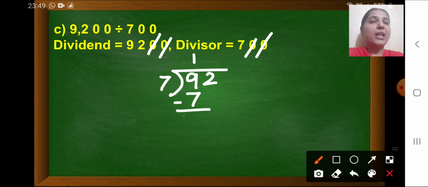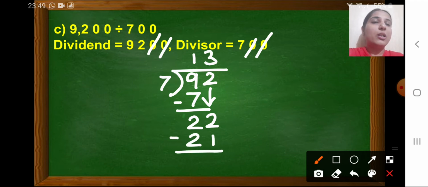When we subtract, we will get 2. Now we will bring down that 2, which is the next digit of the dividend. So 7 threes are 21, because 7 fours are 28 will be more. So 2 minus 1, 1. 2 minus 2, 0. So what is the quotient obtained here, children?